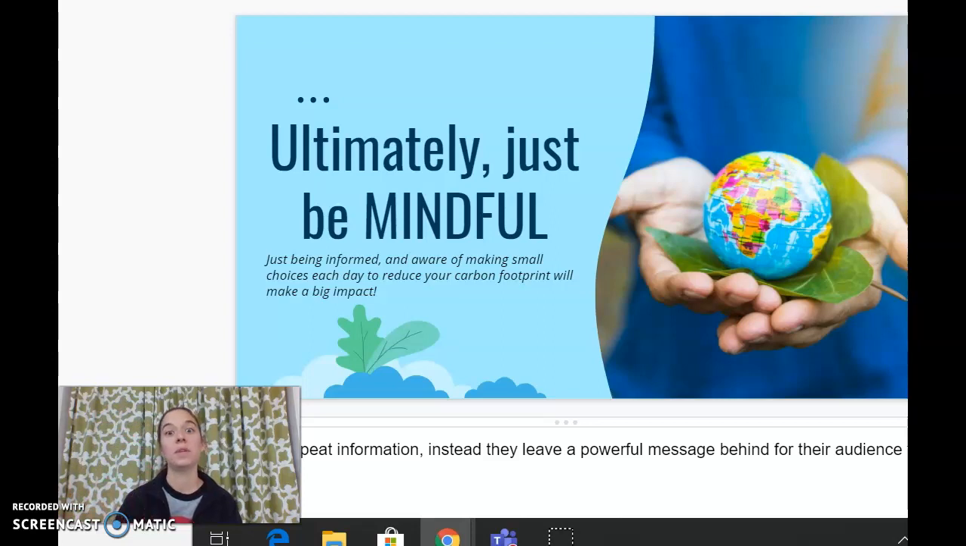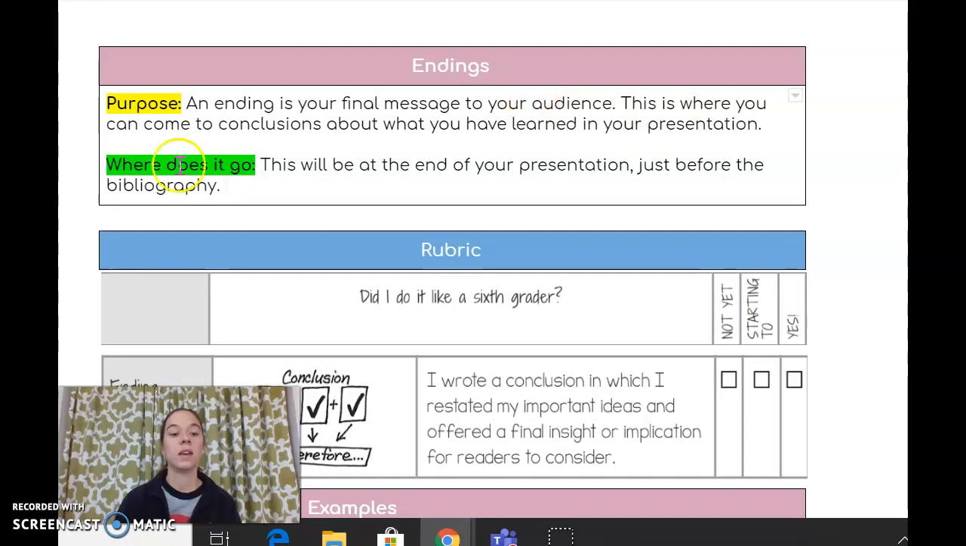Now they are leaving me with this last thought of ultimately, just be mindful. It's almost like a call to action, right? And it's saying just be informed and aware of making small choices each day to reduce your carbon footprint. That will make a big impact. Not new information, but leaving you with something to think about and even something you can do, which is asking you to be mindful, right? So same thing here, guys.